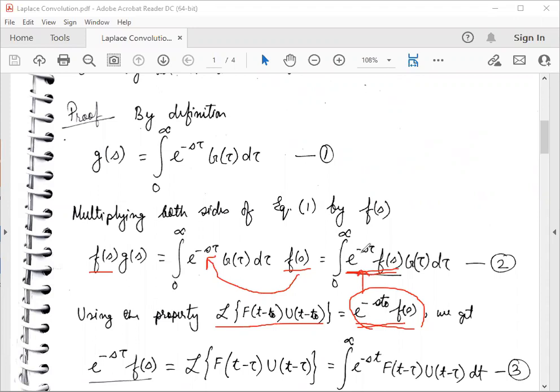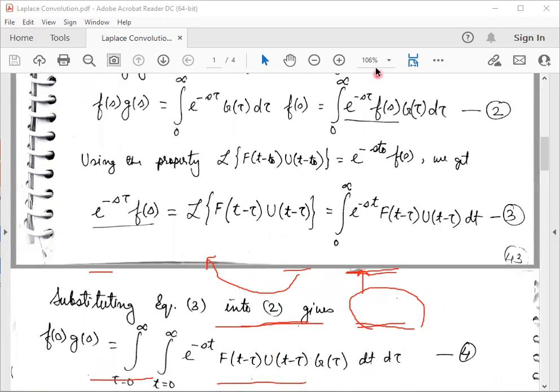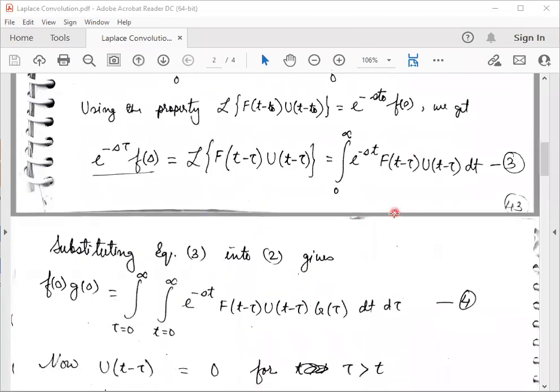So instead of e to the power minus s tau f of s, we can write this as the Laplace transform of f of t minus tau times the unit step function of t minus tau. And the Laplace transform of this is, by definition, the integral of e to the power minus st f of t minus tau u of t minus tau. This we write as equation number 3.